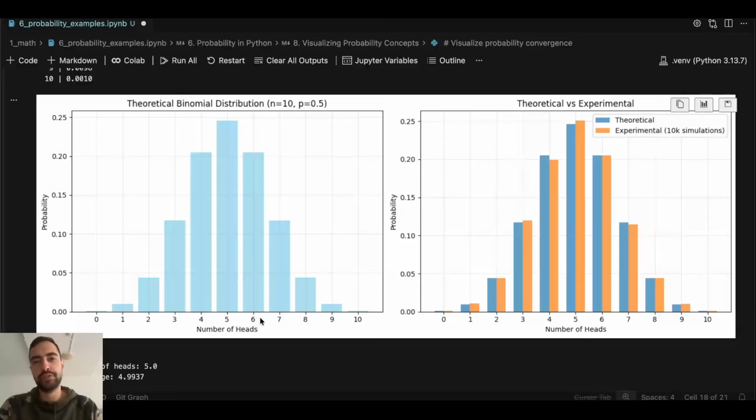Now this is also interesting. Let's say you are tossing a coin 10 times. What's the probability that out of those 10 times you get 5 heads?